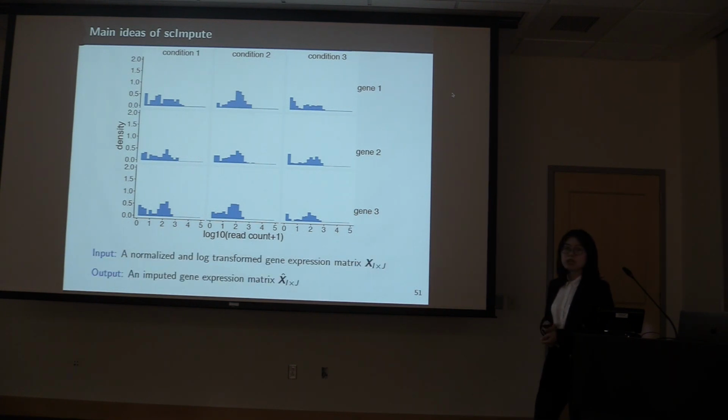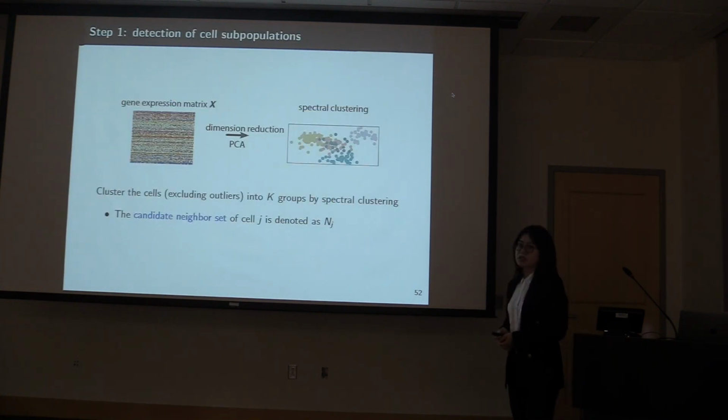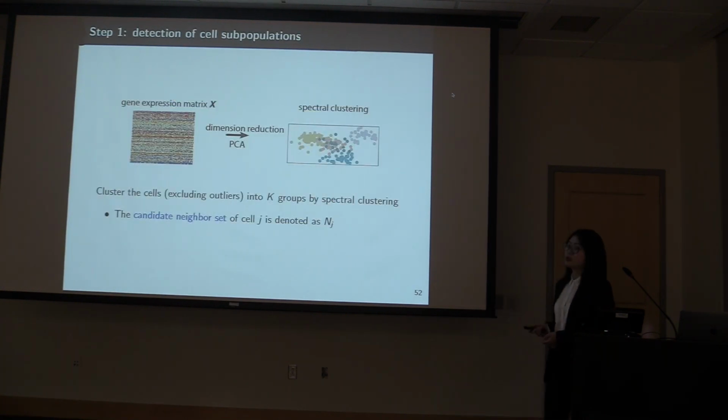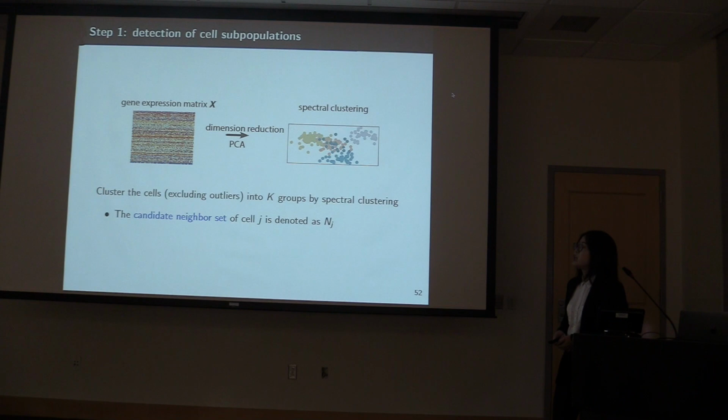We designed the S-impute method to take a normalized and log transformed gene expression matrix X as input, and eventually it will output an imputed gene expression matrix with the same dimensions. The first step of S-impute is to detect the cell subpopulations and outlier cells. Since there are exact zeros in the raw count matrix, we apply the spectral clustering algorithm to principal components from PCA to obtain an initial clustering result.